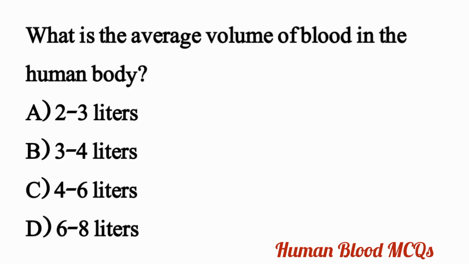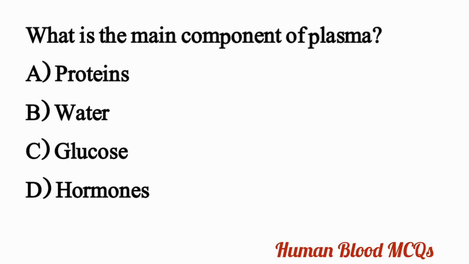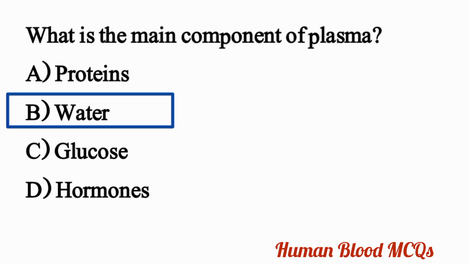What is the average volume of blood in the human body? The right option is option C, 4 to 6 liters. What is the main component of plasma? The right option is option B, water.